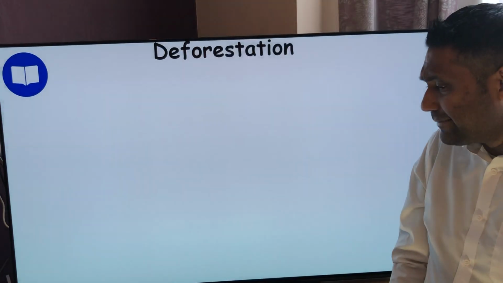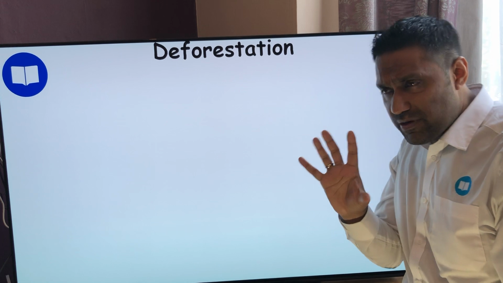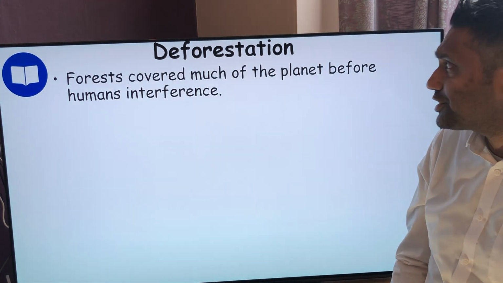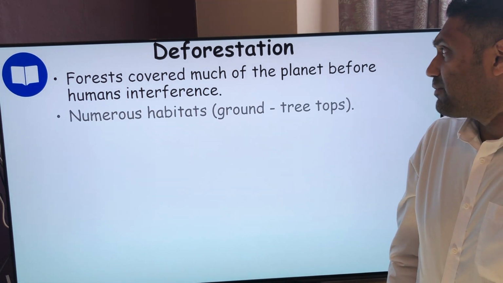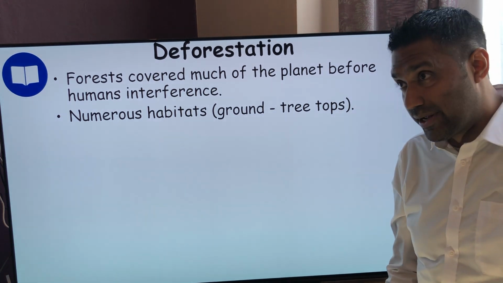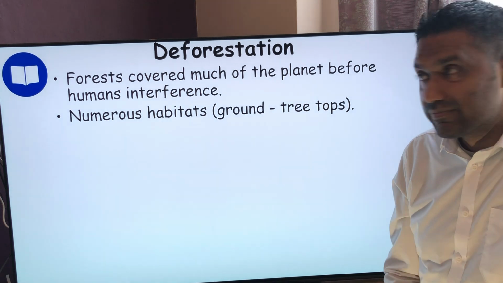So, last thing, this deforestation topic isn't covered in as much detail in this last bit of the lesson, but it's worth having a quick butchers at it, pardon the pun. Forests covered much of the planet before humans interfered. Forests everywhere, like the Black Forest, Nottingham Forest.